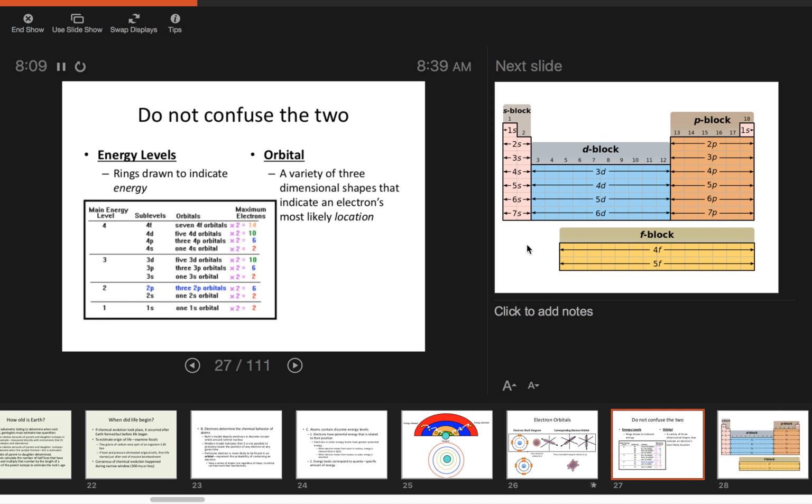Do not confuse energy levels with orbitals. If you see rings, they're talking about energy levels, or showing you where the electrons are energy level wise. Orbitals are the 3-dimensional shapes that tell you the probability of finding an electron.